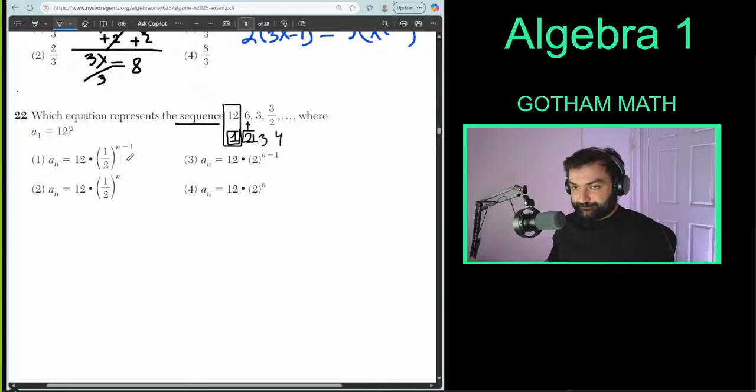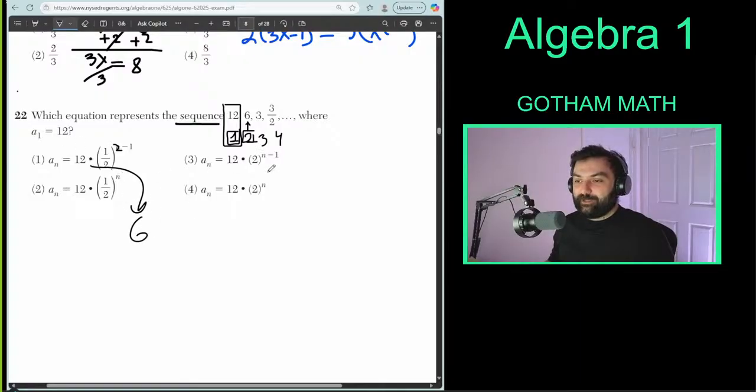Okay, let's go. What if I plug in 2 over here? 2 minus 1 is 1. So 1 over 2 to the power 1 is 1 over 2. So it's 1 over 2. 12 times 1 over 2, do it on a calculator if you don't know, it's 6. So do I have to check further? Probably. I don't want to risk it.